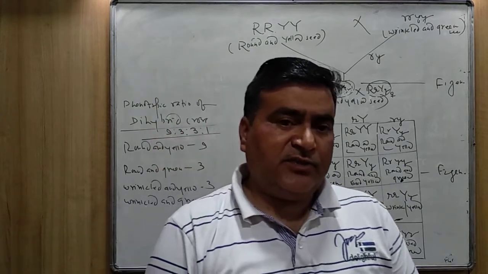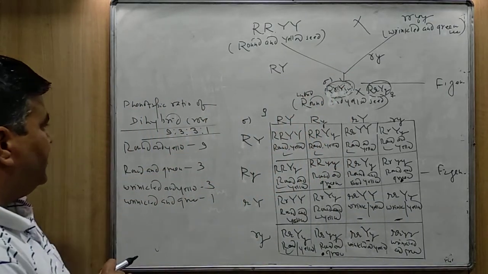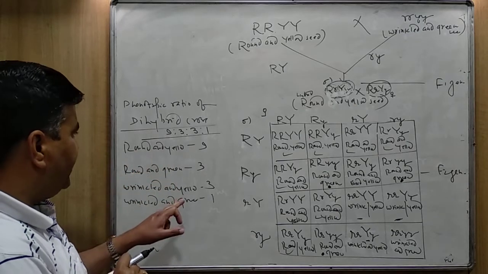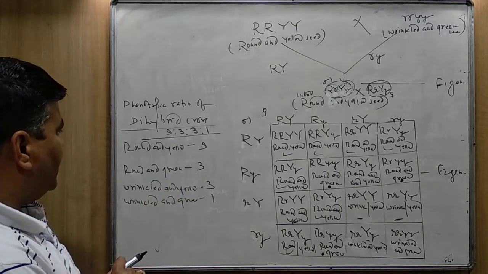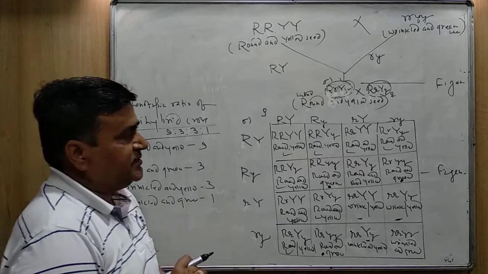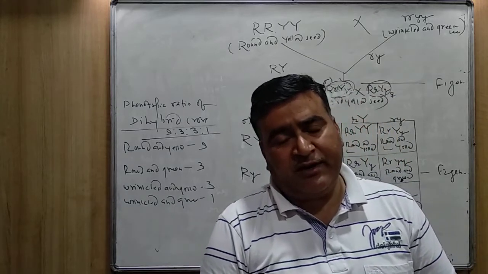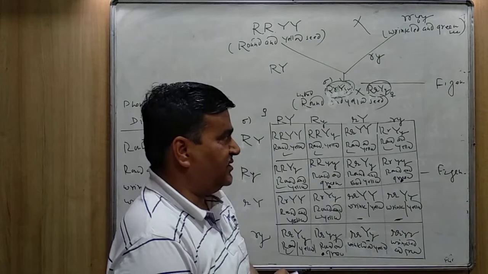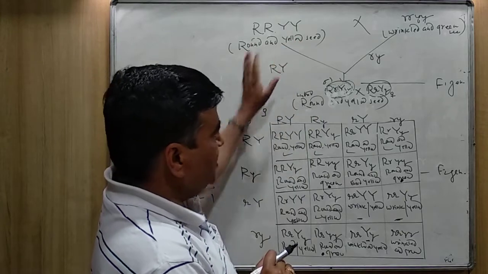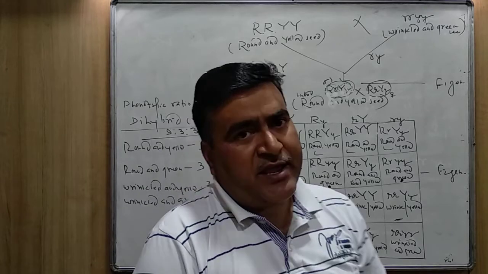The ratio is 9:3:3:1. 9 indicates round and yellow seed. 3 plants are having round and green seed, and 3 plants are wrinkled and yellow seed, and 1 plant will have wrinkled and green seed. And all these plants appear in which generation? In the F2 generation.